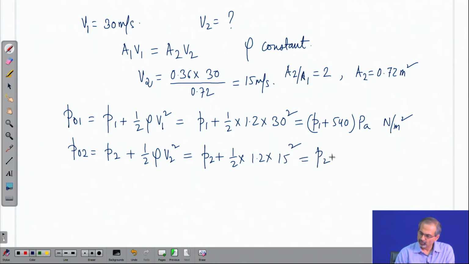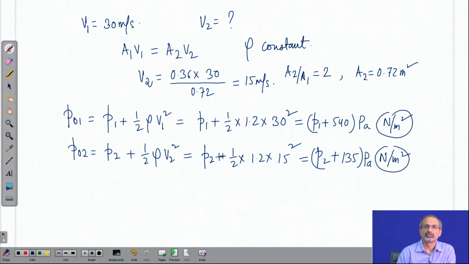So, that will be P2 plus 135 pascals or Newton per meter square. So, you should be comfortable using both the units.